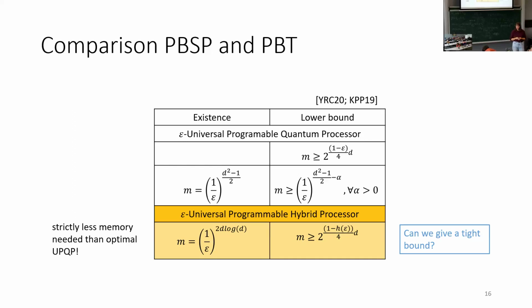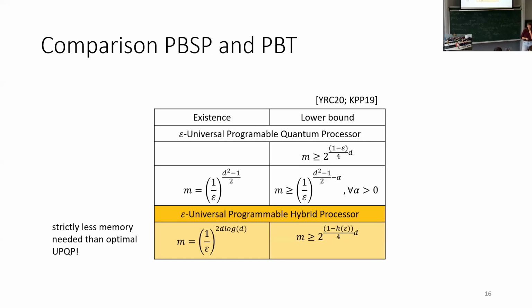Isn't there something known about it? Well, no, the Nayak bound looks very different. You show that whenever you do this construction, you get a quantum random access code. So if you have better constructions for quantum random access codes, then they may give you better universal programmable hybrid processors. But you have an impossibility result for quantum random access codes, right?